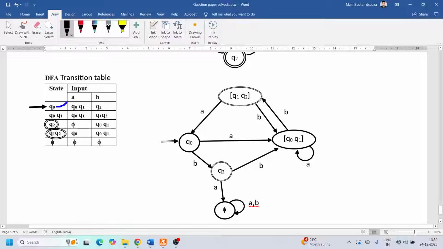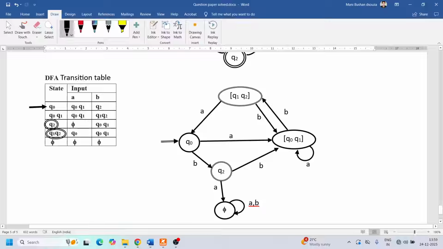So you mark Q0, Q0 Q1. Whenever you have two symbols, you put them in a square bracket. Then Q2, you have marked it. Q1 Q2, mark it. Dead state, you mark it. So done. For the final state, remember the initial state you mark with an arrow. Final state you have to use two circles, that is a double circle. Draw double circles around it.